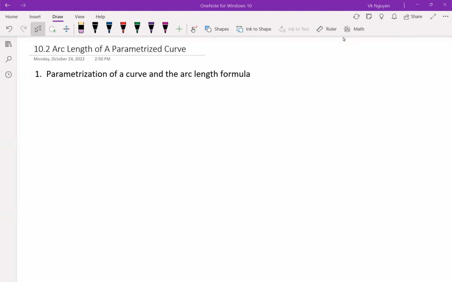Hi everyone, welcome to section 10.2, arc length of a parametrized curve. Number one, parametrization of a curve and the arc length formula.